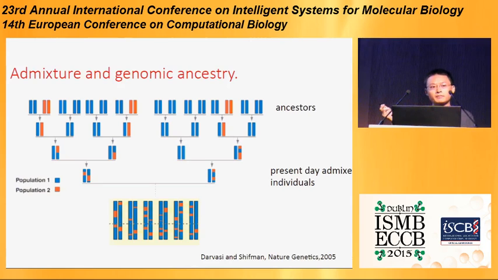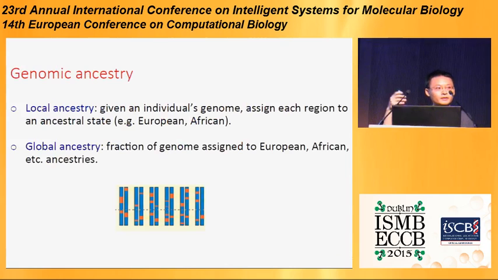So what do we mean when we say genomic ancestry? You can either talk about the local ancestry or the global ancestry. For local ancestry, what we mean is that if you look at this individual and a particular location in the individual's genome, what is the geographic origin or the ancestral origin of that location, of that locus? So for example, it can come from European or African or Native American origin. So that's local ancestry. Global ancestry refers to, if you take the individual's genome, what is the overall fraction of the individual's genome that comes from each of the ancestry states, right?